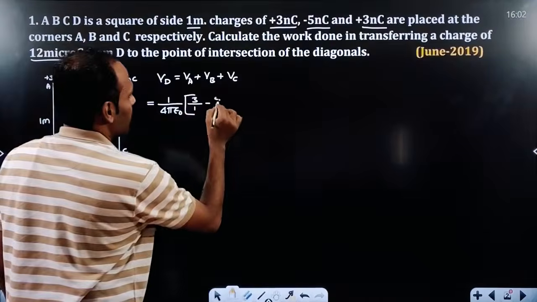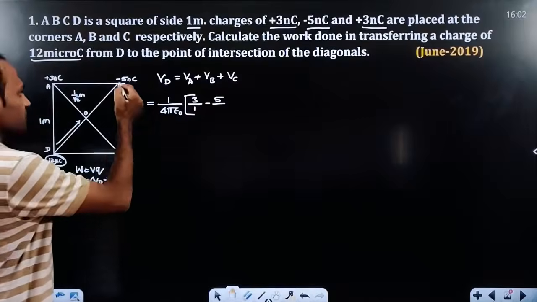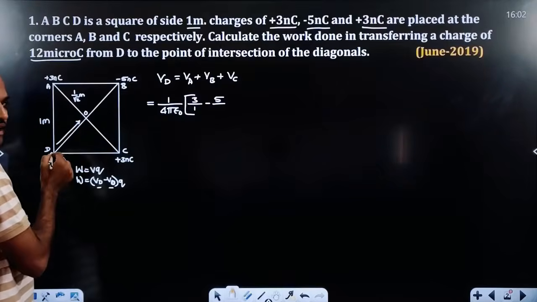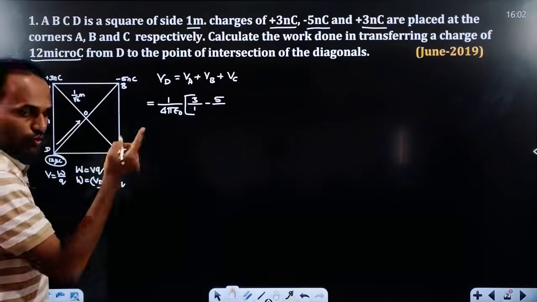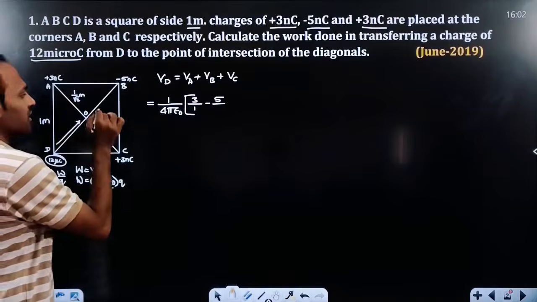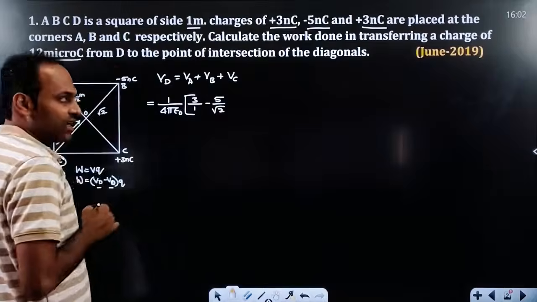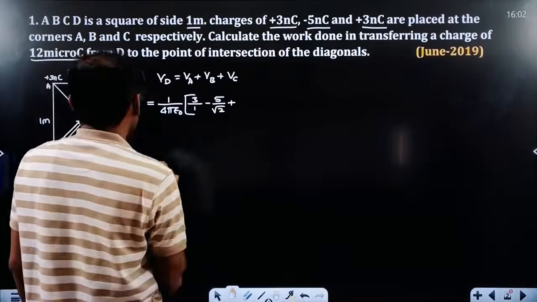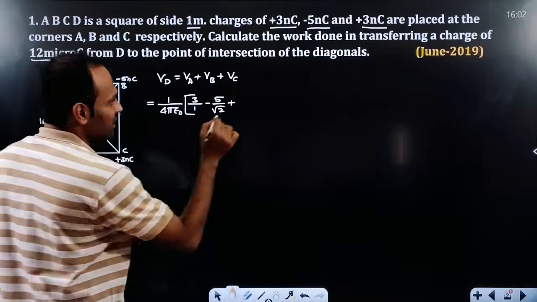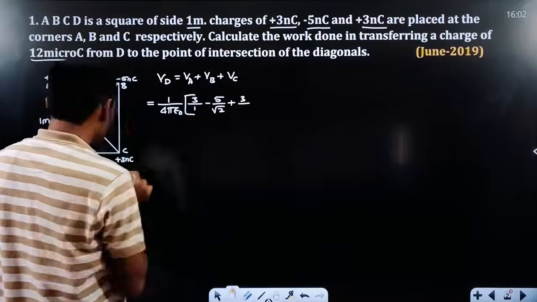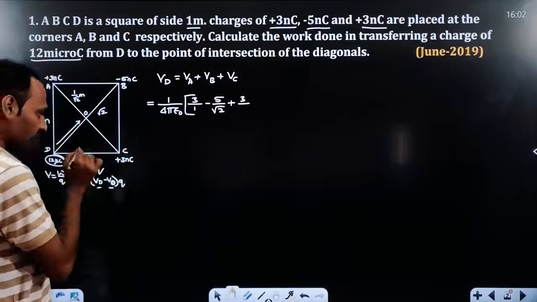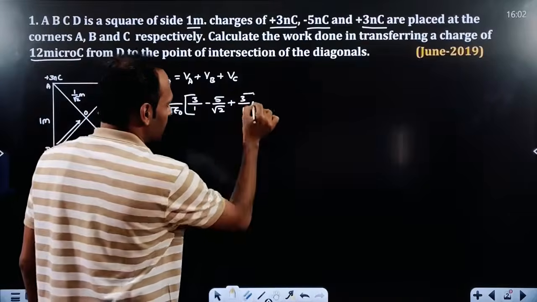The charge is 5 nanocoulomb. 5 divided by what is the distance of this 5 nanocoulomb from D? What should the distance from D be? x root 2. What is x here? 1. So this should be root 2, right? So the distance is root 2, correct? Plus VC, potential due to the charge at C, 3 nanocoulomb divided by what is its distance? Its distance is 1 meter. So I will take it as 1. Clear?